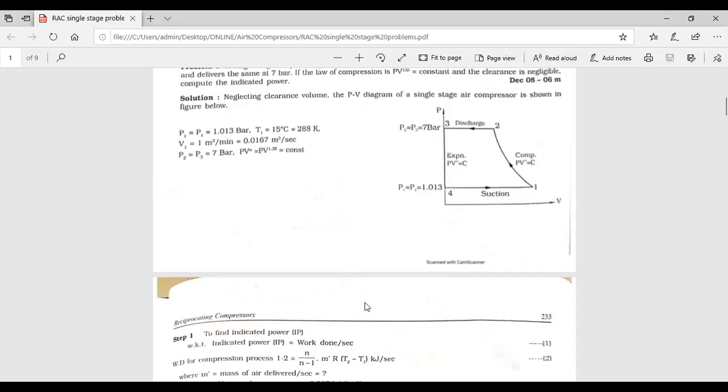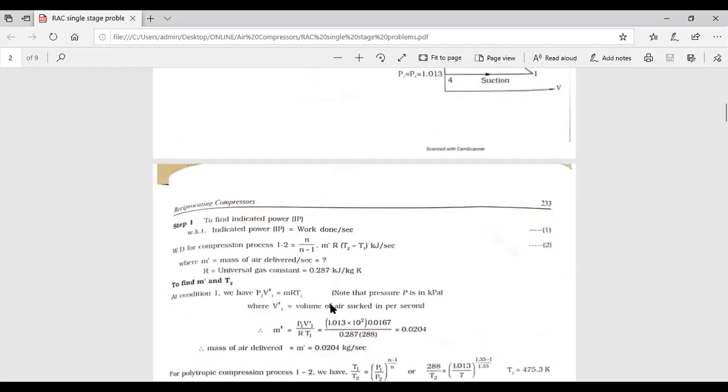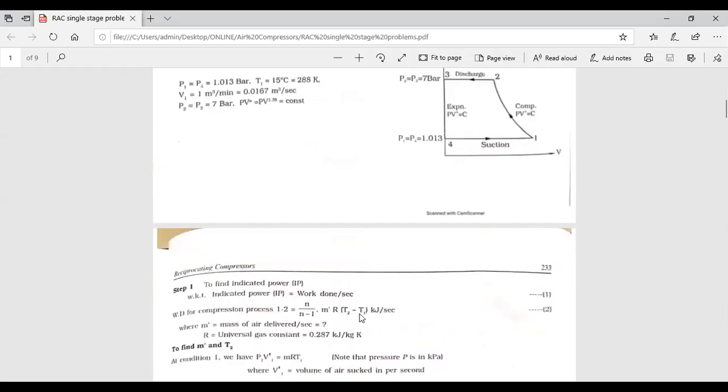How to find m? You know the ideal gas equation. The ideal gas equation is P1 V1 equals mR T1. Here in this case we know P1. P1 is 1.013 bar, which is nothing but atmospheric pressure.